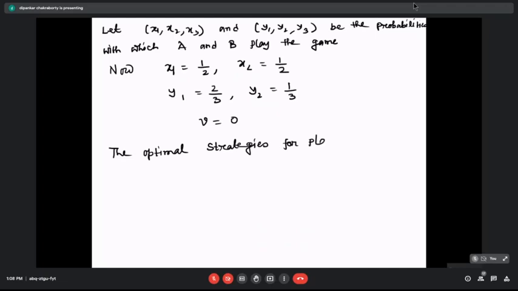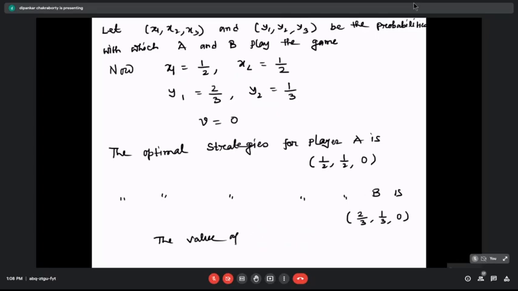Okay, so the optimal strategy for player A is half, half, 0, and the optimal strategy for player B is 2 by 3, 1 by 3, 0, and the value of the game V is 0, which is a fair game actually, you can say. This is a fair game. When the value of the game is 0, the game is called a fair game. Okay? So shall we proceed? Next problem?